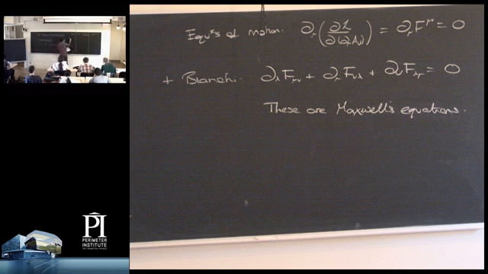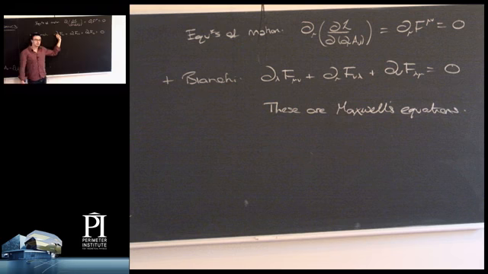Of course, we should add to this the Bianchi identity. So this is an identity that just follows by plugging this definition of F into here and noticing that derivatives commute with each other. So d mu d nu is the same as d nu d mu. Okay? So that identity holds. And this set of equations are called Maxwell's equations.